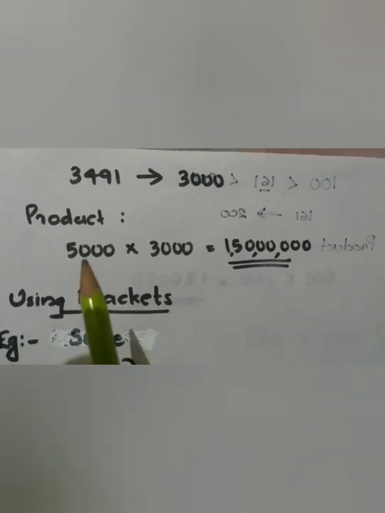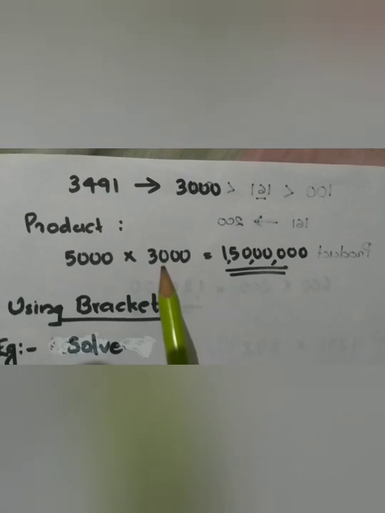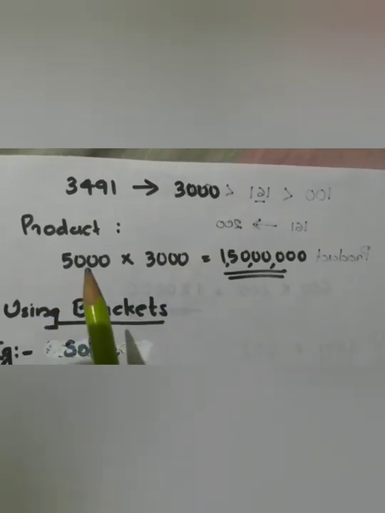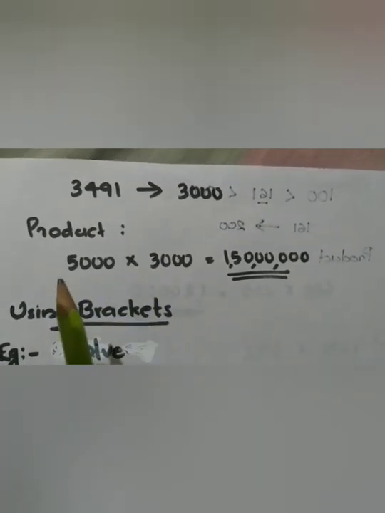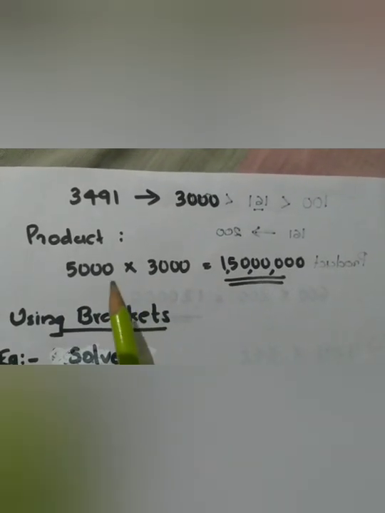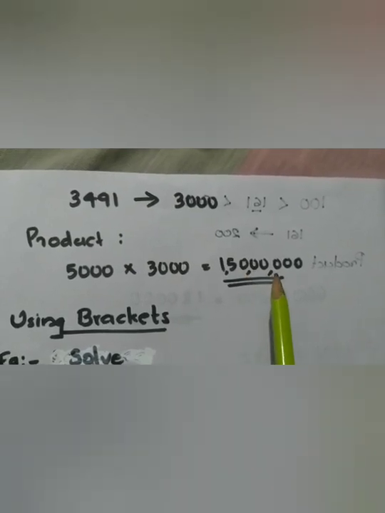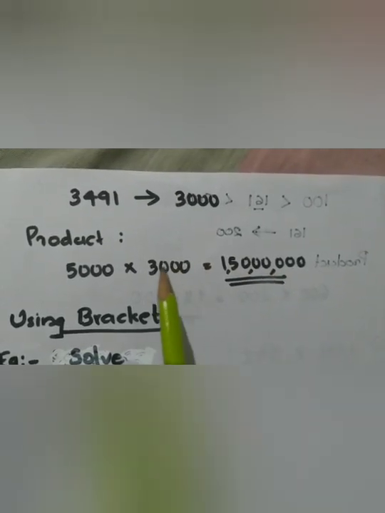So we rounded both the numbers. The first number is 5000 and the second number is 3000. For now estimating the product, here the multiplication is easy. First multiply 5 into 3. We are getting 15. Now here 3 zeros, here 3 zeros. So writing all the zeros. Don't forget to write all the zeros.